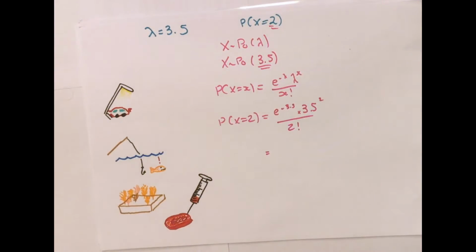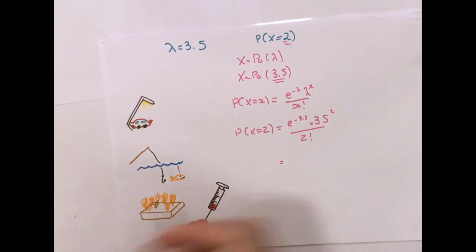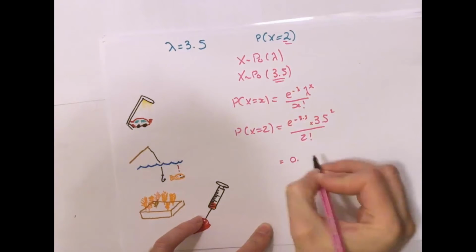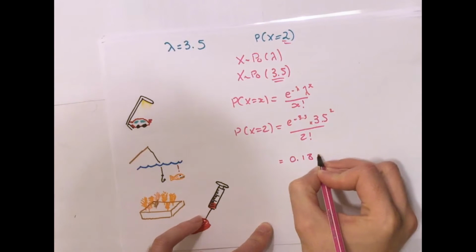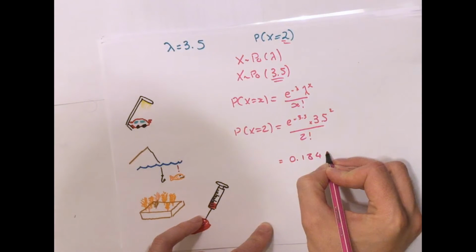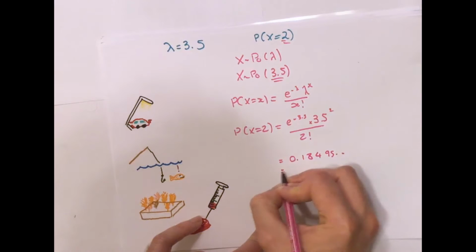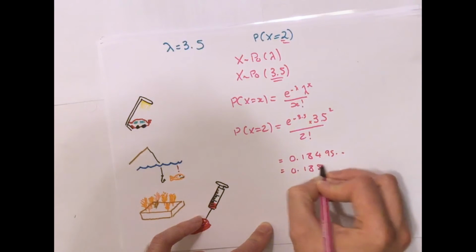And you can work that out for yourself. You should find that comes to 0.18495, so round that to 0.1850.